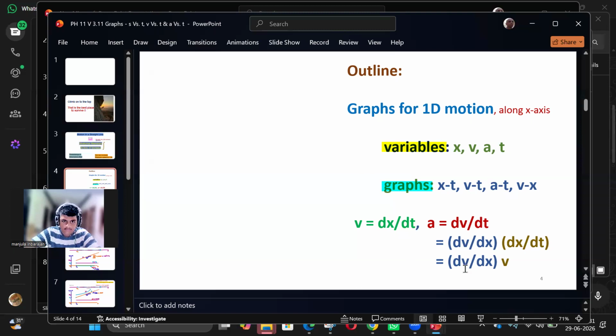So that's where in some problems, velocity will be given as a function of x. From that I can get the acceleration. If velocity is a function of time, I just have to differentiate it to get the acceleration. But in some problems, velocity will be given as a function of x. So in that case, I have to do dv by dx and then multiply by v to get the acceleration.